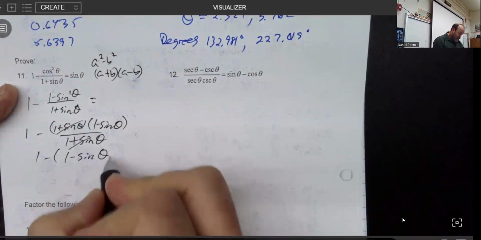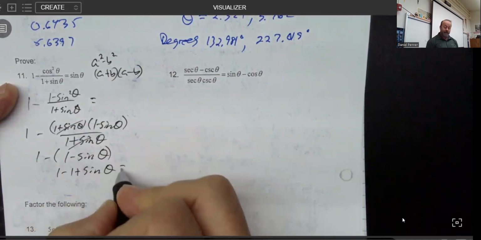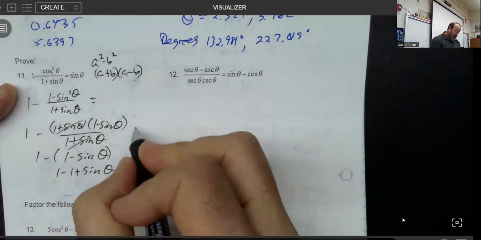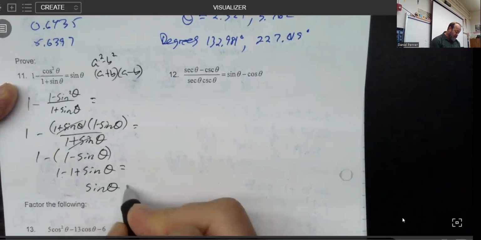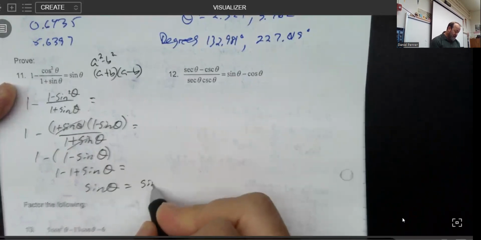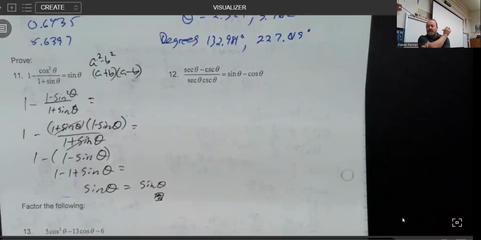And then, of course, by the distributive property, we're sitting right here. And then, of course, 1 minus 1 is 0. So we end up with sine equals sine, and that kind of does it. Now, there might be another way that's a tiny bit faster, but that was a pretty efficient method.